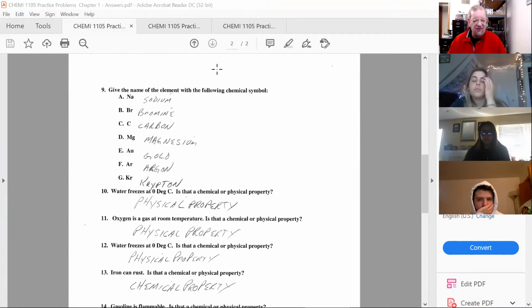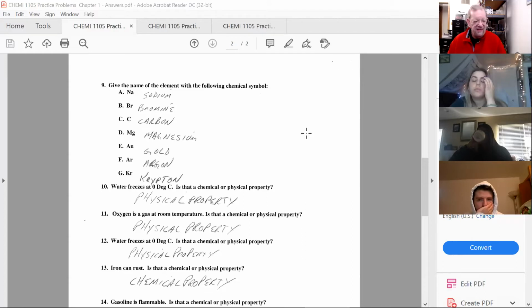And then the other thing you should know is give the name for the chemical symbol: Na, sodium; Br, bromine; my favorite, C, carbon; magnesium, Mg; gold; argon; Kr, krypton. Remember, krypton in our world, unless I've been kidnapped to another universe, is a colorless gas at room temperature, not a green solid that kills Superman.